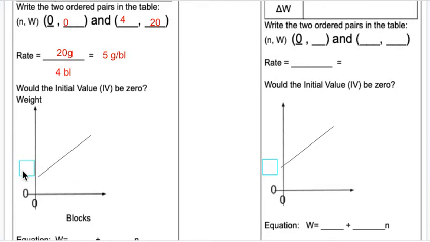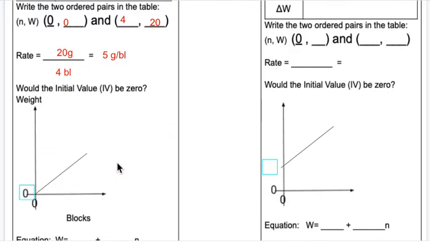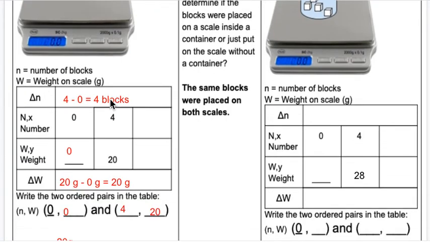the initial value for this is how much does it weigh with no blocks? Well, it's going to weigh 0, right? And your line is going to go like this. It's going to start at 0 and then increase. Okay? So would the initial value be 0? Yeah, for sure it would, because look, 0 blocks weighs 0 grams. This is your initial value right here. Okay, that's your initial value right there.